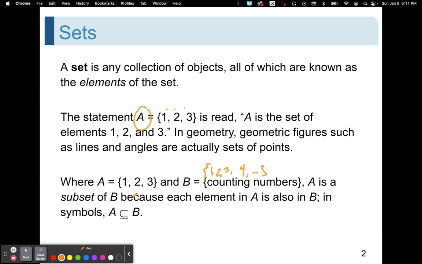A is a subset. So there's a new word that we're going to put in there, and that's subset. A subset means it's a smaller set of a larger set. So A is a smaller version of B.